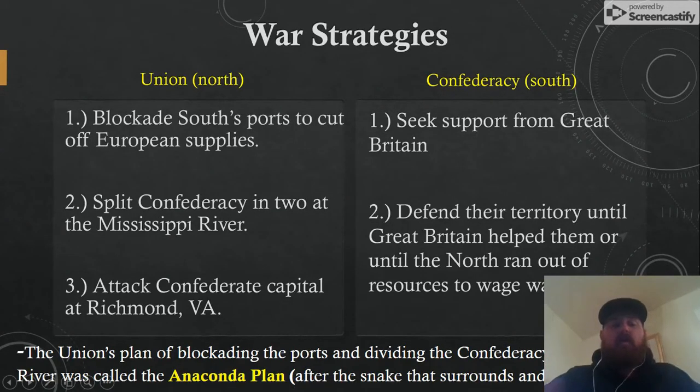Number three was the attack on the Confederate capital in Richmond, Virginia. Okay, so they just wanted to go ahead and attack the capital, take out where the leaders were, hit it at the head, do what they could to take it out.